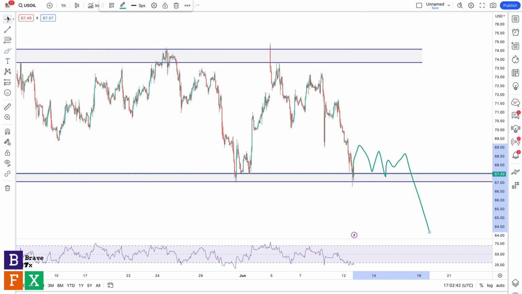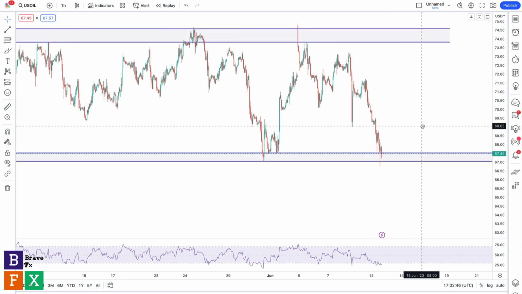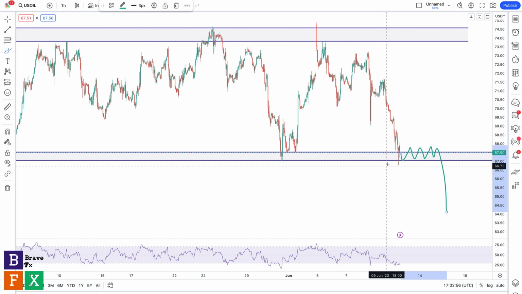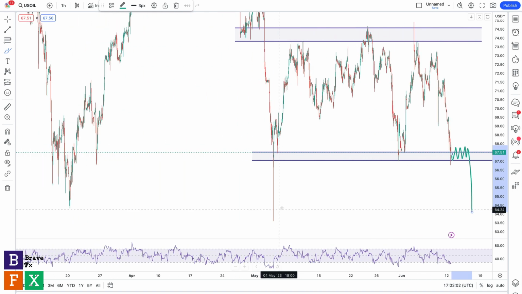But personally, I don't think I'll be going long on this because it's too risky for me. Okay, but this is what I watch out for to go short. So if we do get a consolidation around this price level, followed by a bearish breakout from that consolidation, this would be my scenario to go short. So this would be my scenario to go short on crude oil.